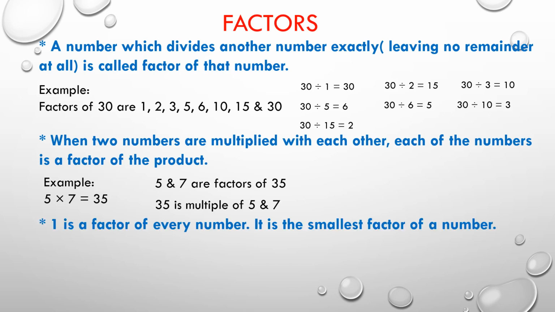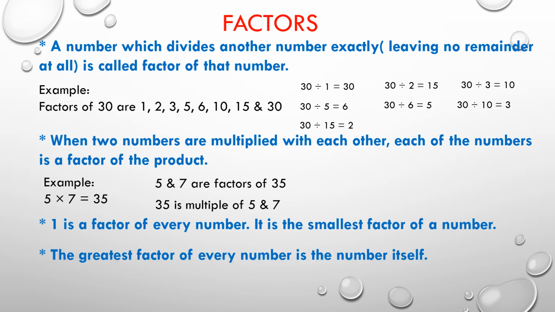Next, 1 is a factor of every number. As you can see, when we start with the table of 1, every number is there. Every number is divided by 1 and gives the number itself. So I can say 1 is a factor of every number. It is the smallest factor of a number. Whenever we start with the factors, we always start with 1 because the first factor is 1.